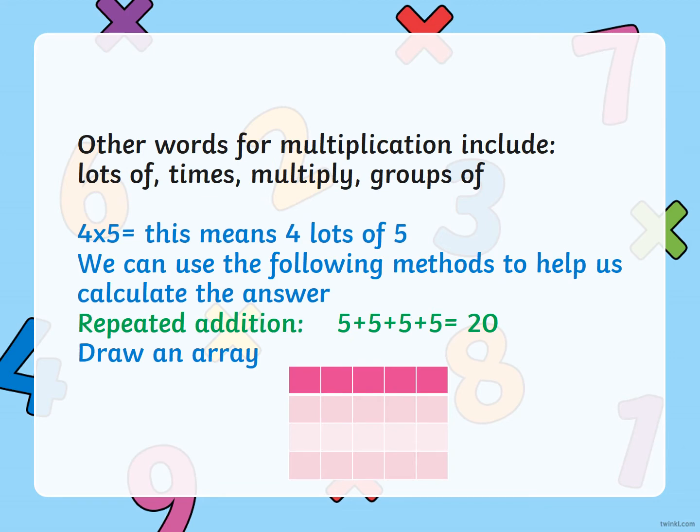So, other words for multiplication include lots of, times, multiply and groups of. Times means lots of, so 4 times 5 means 4 lots of 5. We can use the following methods to help us calculate the answer. Repeated addition, so 4 times 5, you'd work it out by going 5, add 5, add 5, add 5, which is 20, or you can draw an array. You draw 4 rows with 5 in each row.